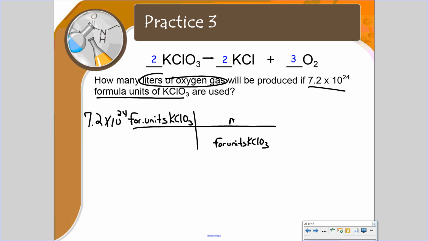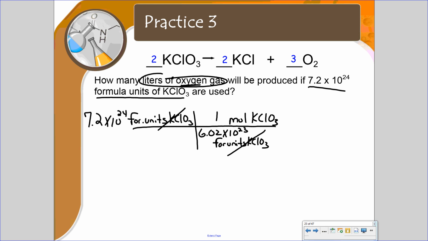If you're not in moles, get to moles. 1 mole is equal to 6.02 times 10 to the 23rd formula units. That crosses out. If we stopped here, our answer would be in moles of potassium chloride.